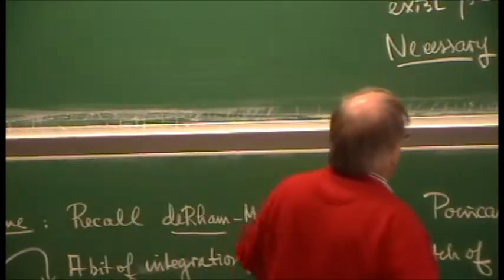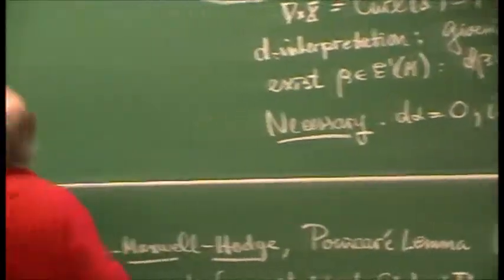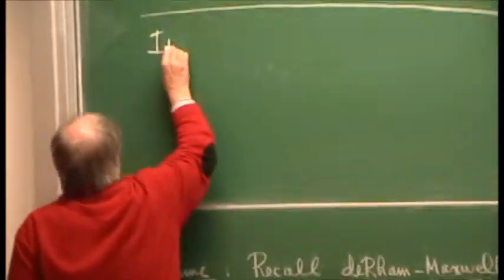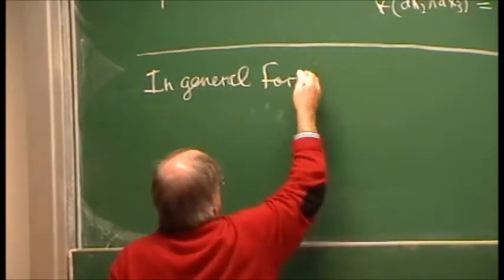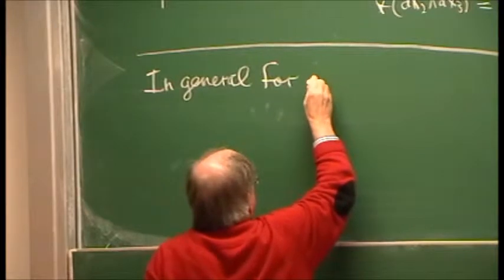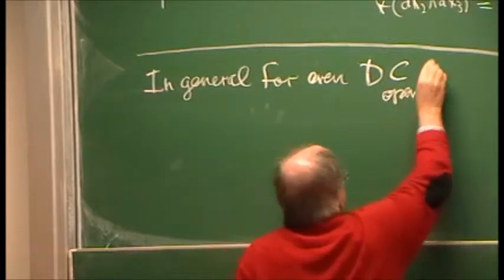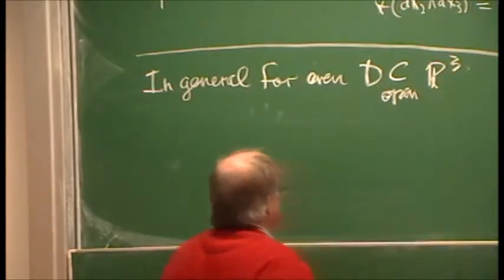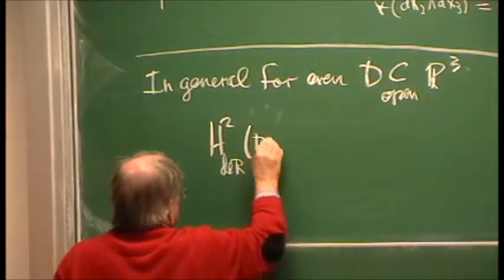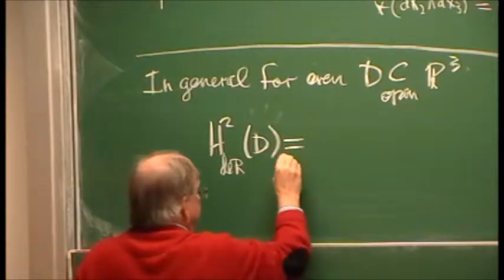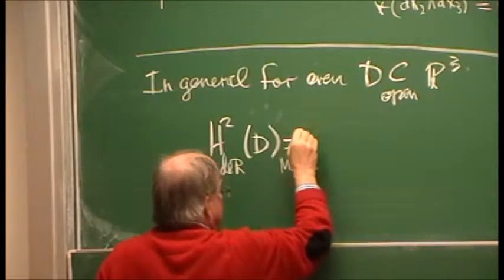Now I did this for R3, where the answer to this question will always be positive, but in general, for some domain, for example some manifold or even some open set in R3, it doesn't matter, it's a good enough example, there may be second de Rham cohomology, maybe not 0.